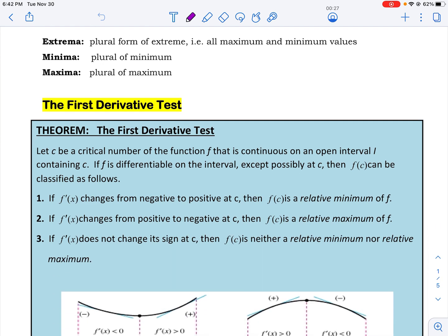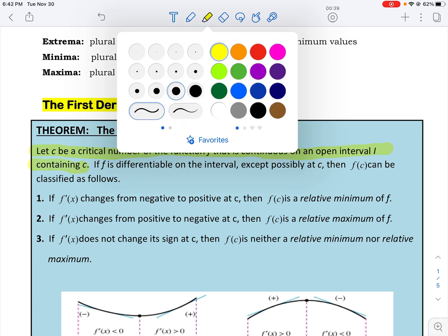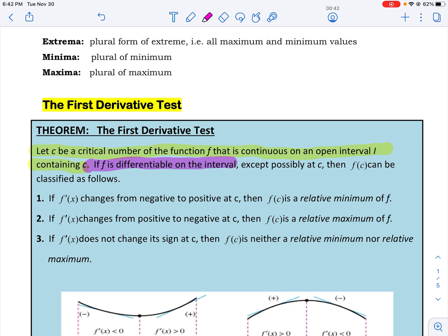Maxima is the plural of maximum. So here's the first derivative test. Let c be a critical number of the function f that is continuous on an open interval I that contains c. If f is differentiable on that open interval, except possibly at c, then f of c can be classified as follows. This is really important. If f prime of x changes from negative to positive at c, then f of c is a relative minimum of f.